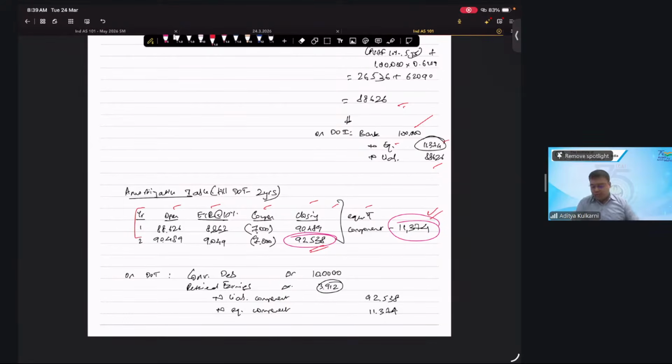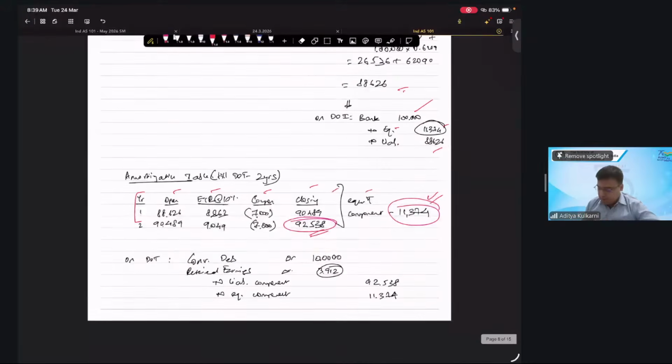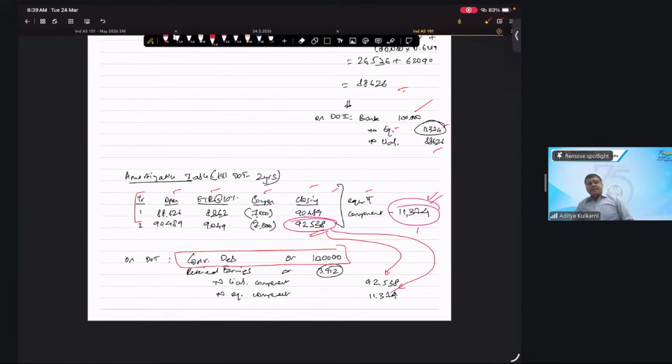So what you will do is, you have already booked convertible debentures at 1 lakh rupees. You will remove that. So convertible debentures account debit 1 lakh. You will replace it with liability component 92,538, and the 11,374 equity component will be there as it is. Are you able to follow? Yes, sir. The difference, as usual, will go to retained earnings. This is the entry on the date of transition.